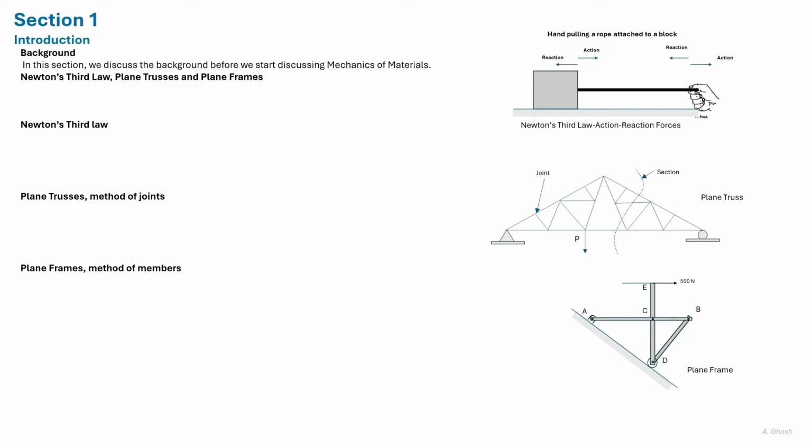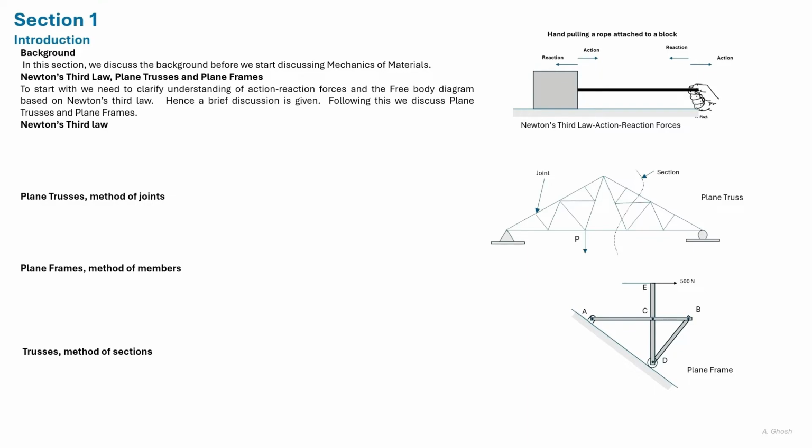Now, plane trusses are a coplanar system of pin-jointed bars forming a rigid structure. The forces in plane trusses act along the axis of the members. They are either tension or compression. We can analyze plane trusses using the method of joints, where we look at the equilibrium of the joints of the truss, and from that we find out the forces in the members.